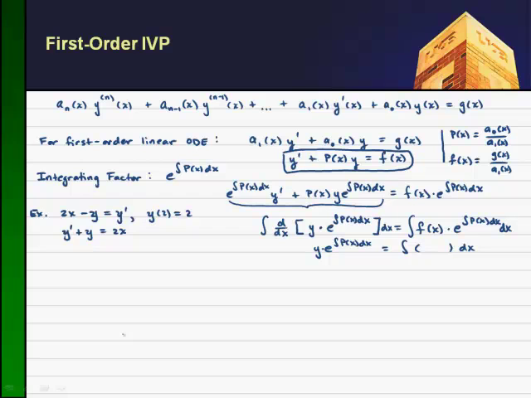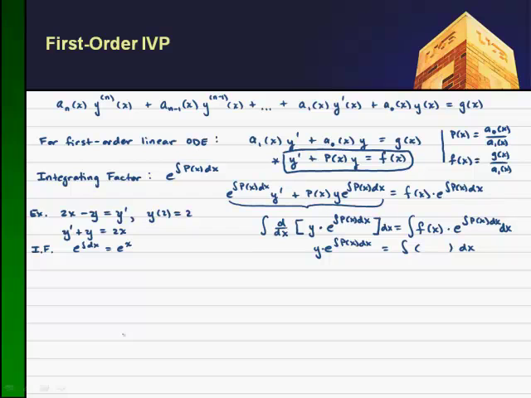And so that fits this model where a1 of x could be 1, a naught would be 1, and my g of x would just be 2x. Okay? And so now I want to go for the integrating factor, IF. Since my p of x in this case, if I compare this to y prime plus p of x y equals f of x, I see my p of x is obviously 1. So I get e to the integral of 1 dx, which says that my integrating factor is just e to the x power.